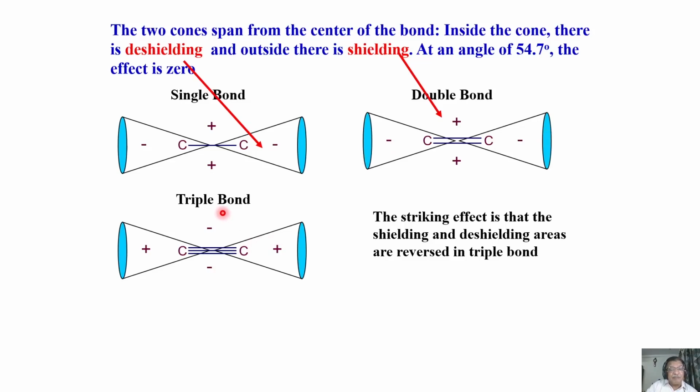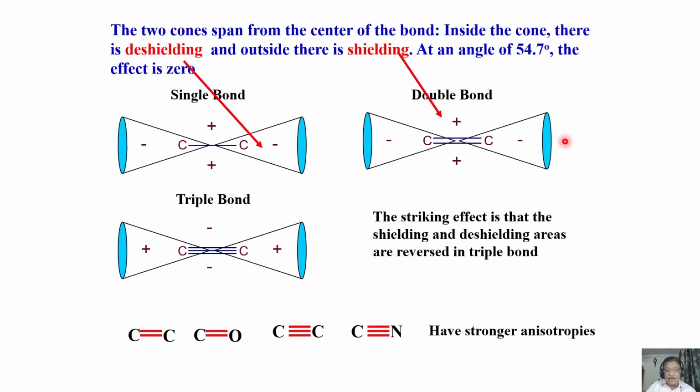But in the case of the triple bond, an interesting thing happens. It gets reversed. Just above and below the triple bond, the protons get deshielded, and in the axis of the bond, they get shielded. It is a very, very striking difference you see for a triple bond compared to a single bond and double bond. As a consequence, we can see much stronger anisotropy effects in this type of molecule.